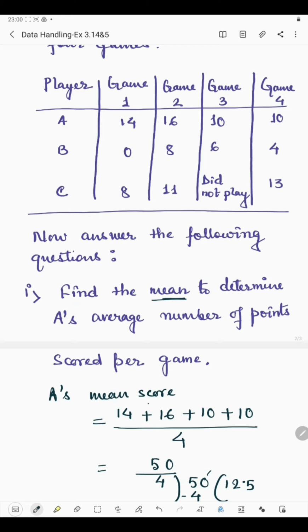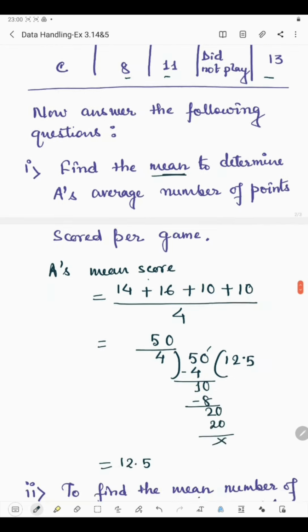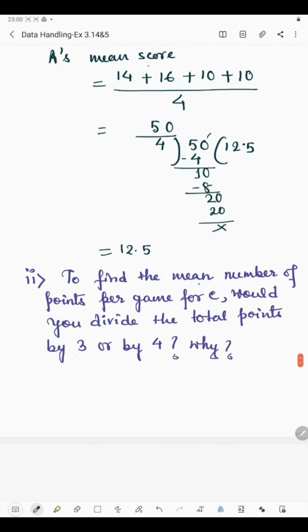In the third game he did not play, and in the fourth game he scored 13. As he did not play the third game, the total observations are 1, 2, 3. It's 3. So we would divide the total observations by 3, not by 4, as he did not play the third game.